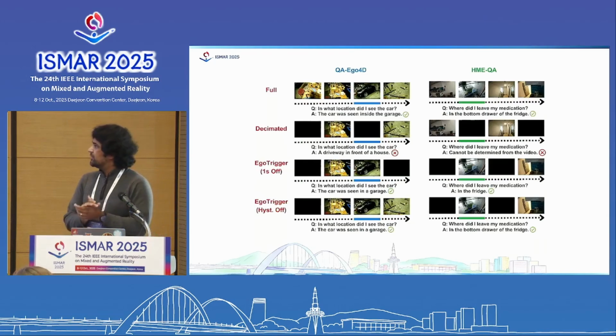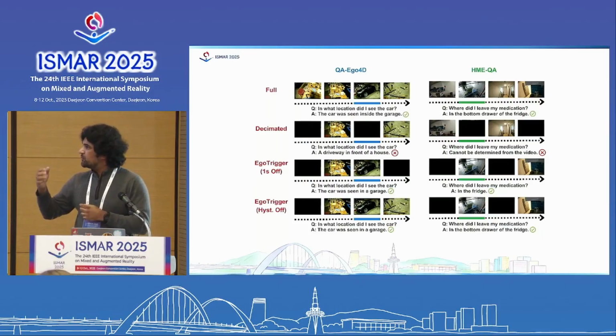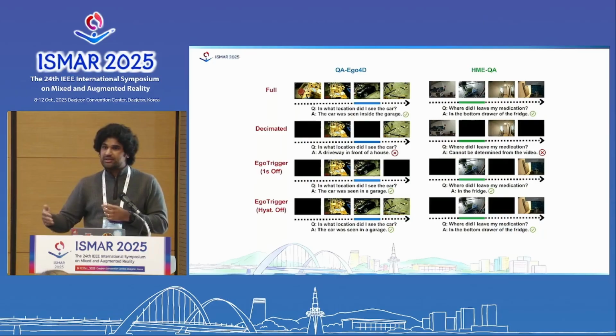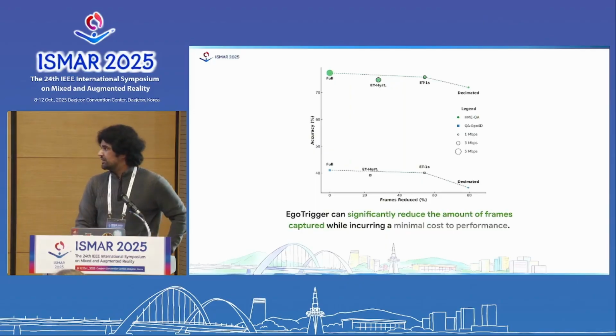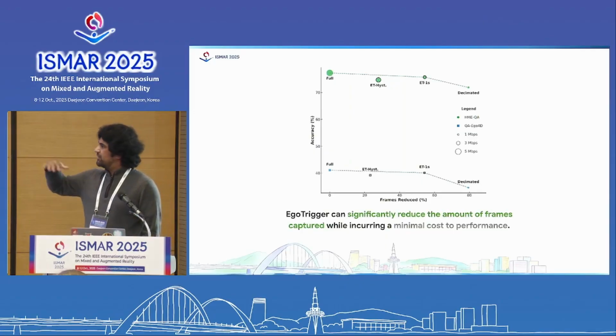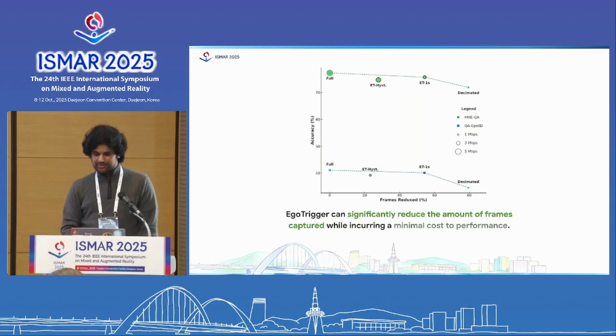And qualitatively, these are just streams of images, where the black boxes indicate an image not being captured. With ego trigger, even though some images are not captured, the images we care about, relevant to certain questions in these data sets, are captured, and you can still answer the question correctly. So it's triggering effectively enough to maintain performance on some data sets. And the more important thing is, you can stay on this Pareto frontier, right? You can significantly reduce the amount of frames captured while incurring a relatively low performance cost in this memory enhancement scenario.